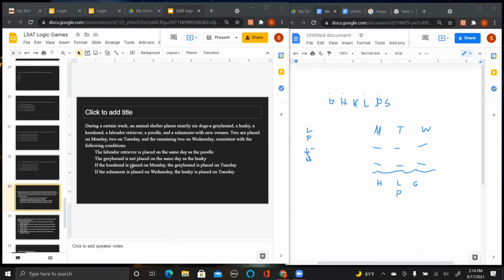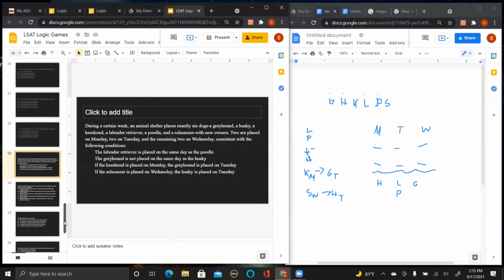Okay, so if the Keeshond is placed on Monday, the Greyhound is placed on Tuesday. Oh, yeah, I forgot to say this is another one of the ones on your paper. This is the last one. So, make sure if you have the paper, you do it before watching me explain this whole thing. And then if the Schnauzer is on Wednesday, then the Husky is on Tuesday. All right, so K and S are the two that trigger rules over here. So that's gonna be our most important thing.